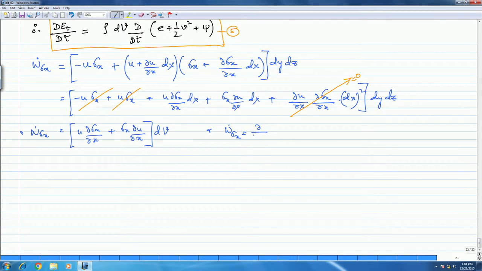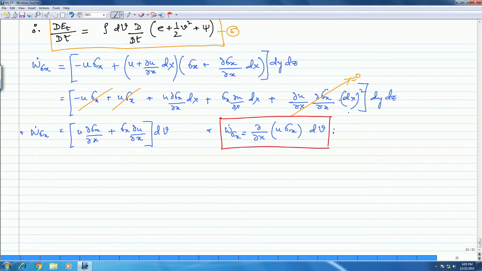Is del del x of u sigma x into this. Okay. So if I do that, what does this term even mean? It is the rate of work done by normal force sigma in the x direction on the volume dV. So let me write that down.